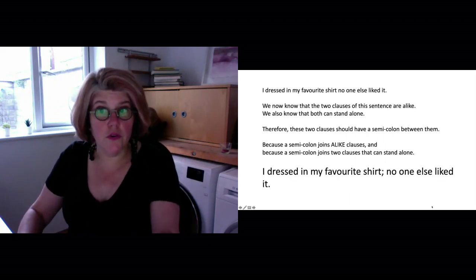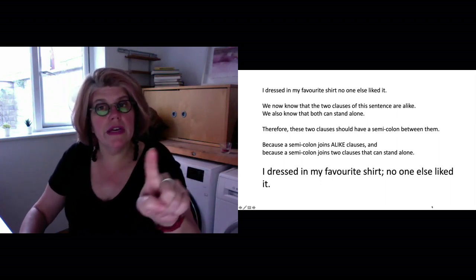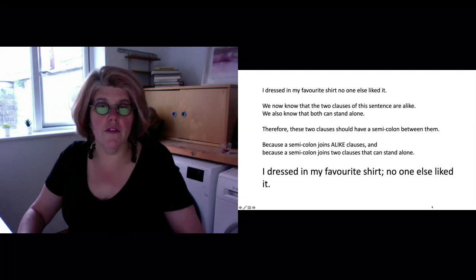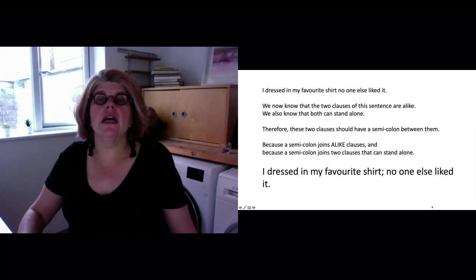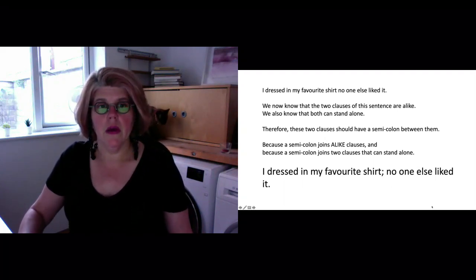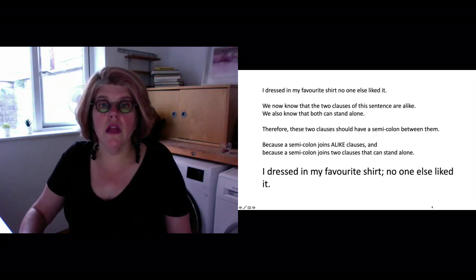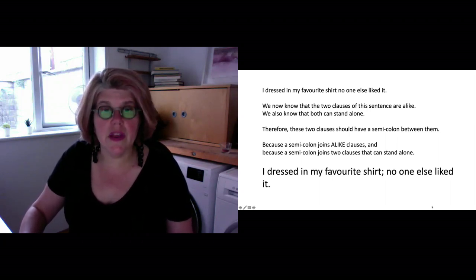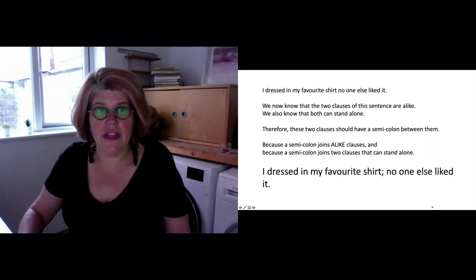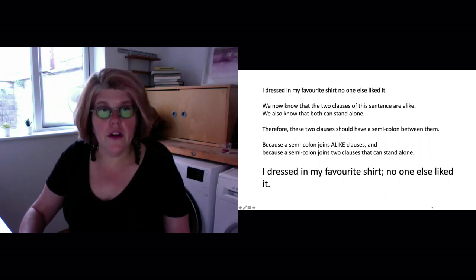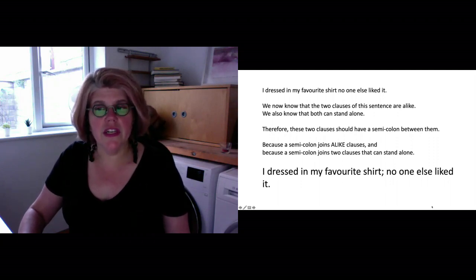We know that the two clauses of this sentence are alike, and we also know that both can stand alone. Therefore, these two clauses should have a semicolon between them because a semicolon joins alike clauses and because a semicolon joins two clauses that can stand alone. Therefore, this sentence should look like this: I dressed in my favorite shirt, semicolon. No one else liked it. Okay?